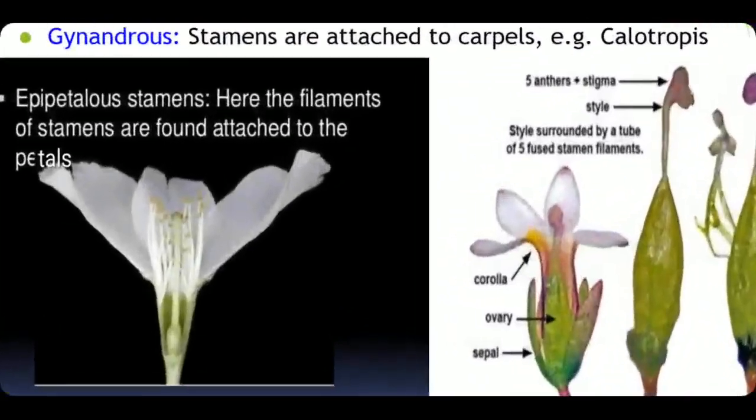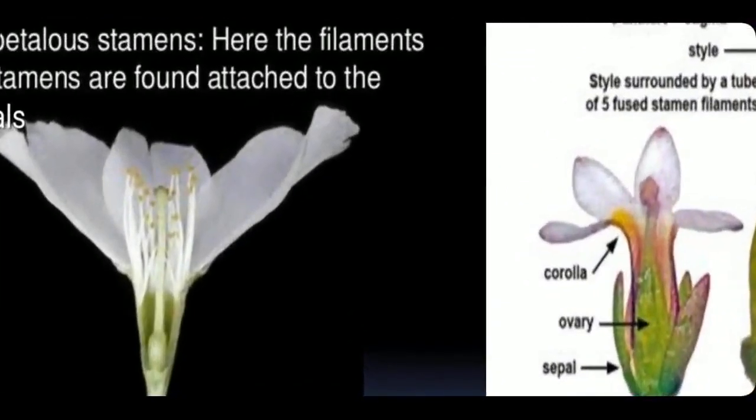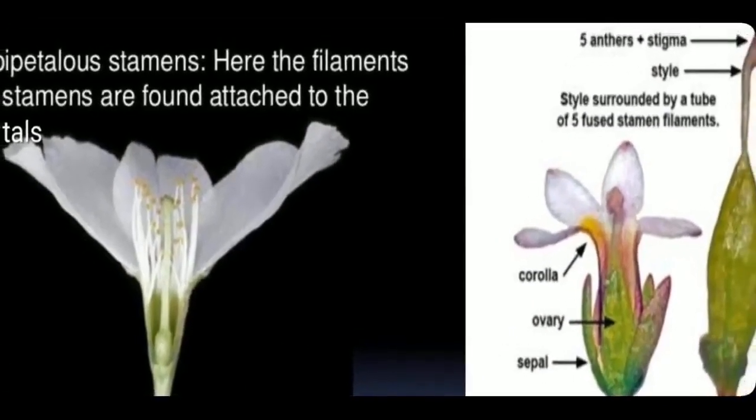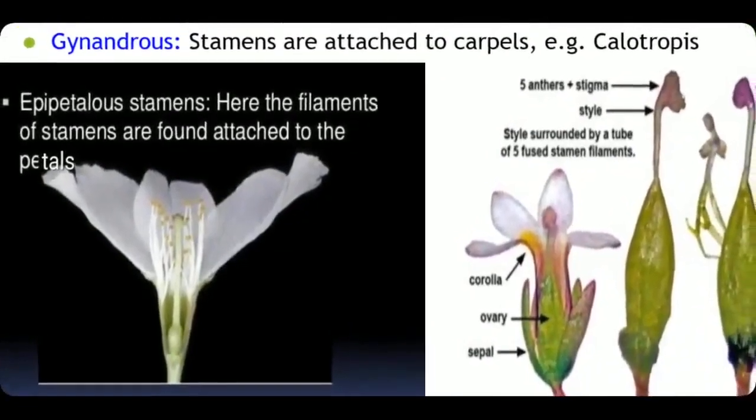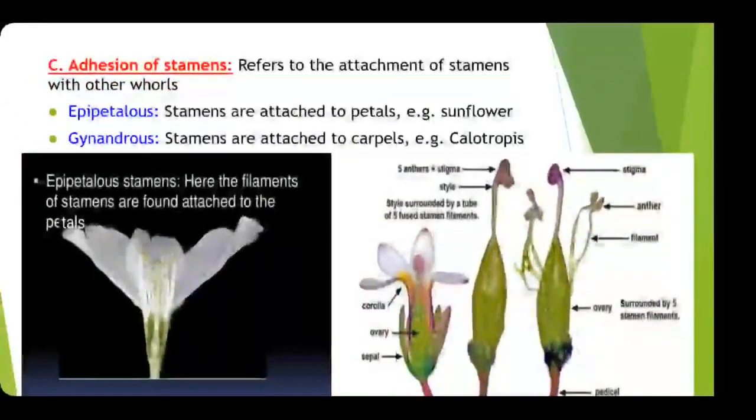Here in this picture you can see the anthers, the white structure above which the green part is there. That green part is called anther. So you can see how the stamen is attached with the petals, the white petals, that leafy structure. This is called epipetalous. An example is sunflower, though here it is not a sunflower.